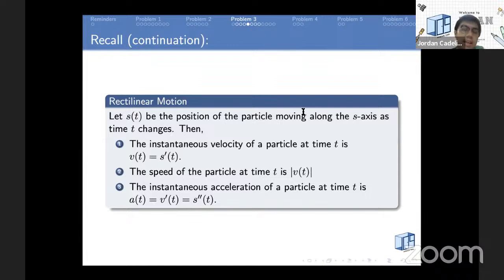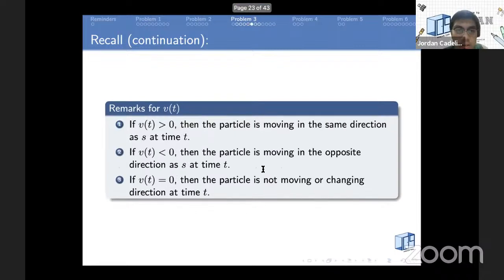Tapos last but not the least, the instantaneous acceleration of a particle at time t is a of t equals yung first derivative ng velocity, which is also equal to yung second derivative ng position function. So bale, take note ka, we're not finding the velocity, but we're finding yung velocity at saka acceleration at the instant value na t. So, pwede mag-change siya over time, pwede maging constant. So, yun yung tatandaan.